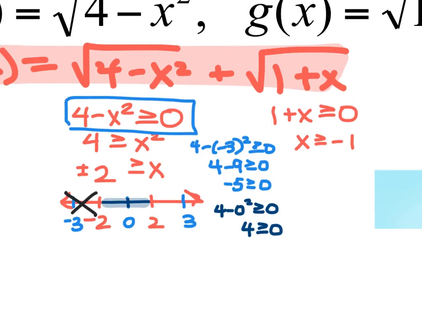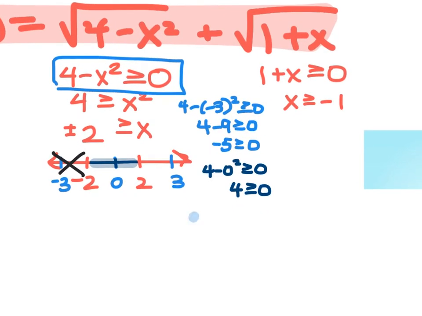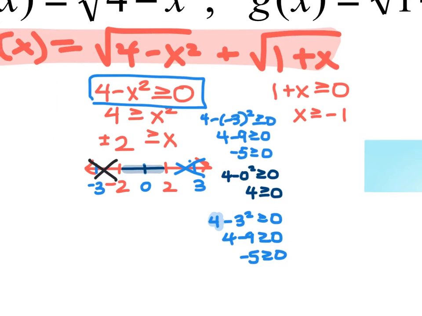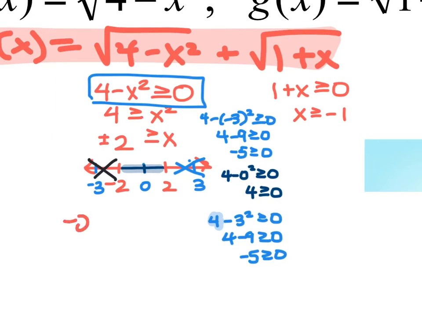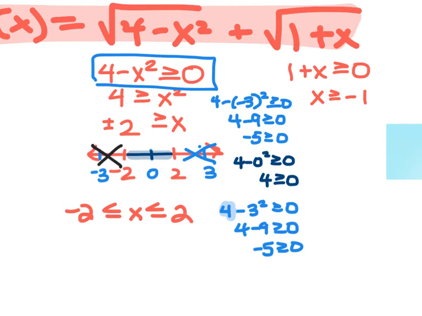And then I would plug it in just to be careful, but usually it's every other. 4 minus 3 squared is greater than or equal to 0. 4 minus 9 should be greater than or equal to 0, and negative 5 is not. So now I've ruled out this portion too. So my range from that is that x has to be greater than or equal to negative 2, but less than or equal to 2. So if you have a quadratic, which is what that is, and an inequality, you have to solve the quadratic and test your points and figure out which one's working.